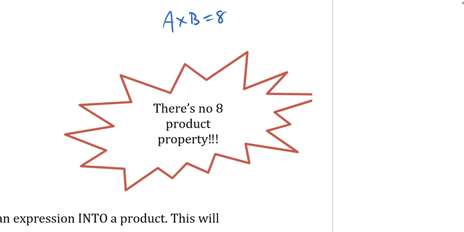0 is one of these magic numbers, it's like 1, right? Sometimes we use 1 in a magic way in math class. 0 is this magic number that has special properties, and we can take advantage of them. Like when we added 0 in a convenient way when we were completing the square. Same idea, right? There's no such thing as the 8 product property or 9 product property or anything like that. It has to equal 0 because of the 0 product property.